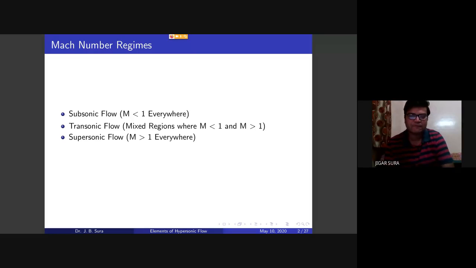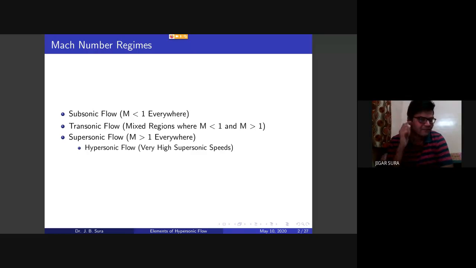Then comes supersonic flow, like Sukhoi 30, MiG 29, MiG 21, Rafale, SR-71. All these planes fly at more than Mach number 1, so we call that flow supersonic flow. So what is hypersonic? If you look at the Mach number distribution, all three regimes are covered: less than 1, more than 1, and the near zone of 1. Hypersonic flow is a subset of supersonic flow, or we can say it is very high supersonic speed.